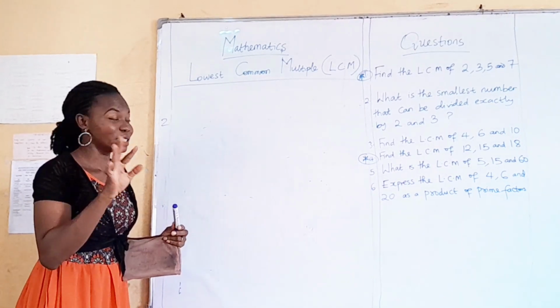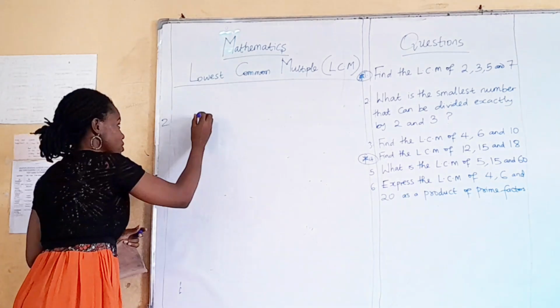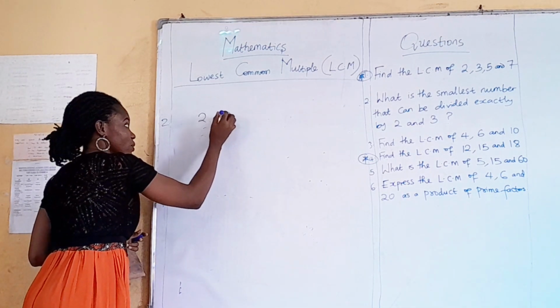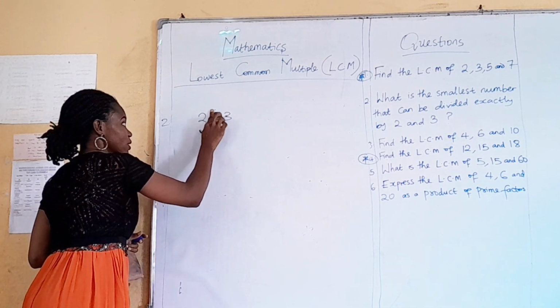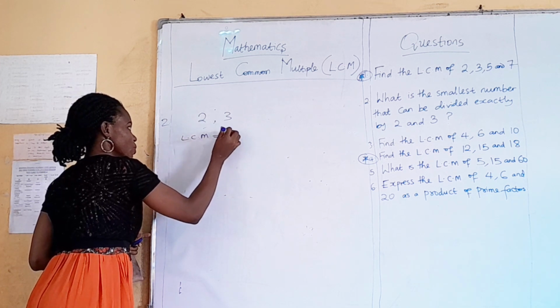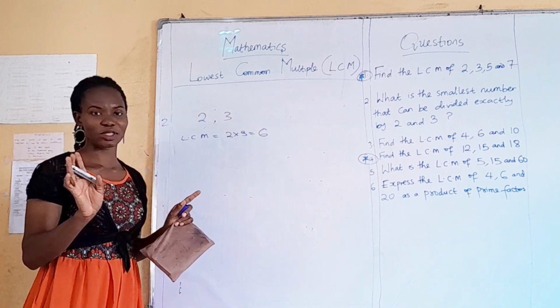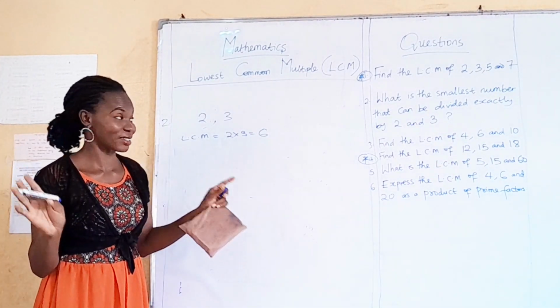Like I taught you in the hint, in the shortcut, I said 2 and 3, they don't have anything in common, right? So since they don't have anything in common, their lowest common multiple will be 2 times 3, giving us 6. So 6 is their lowest common multiple. Done. As simple as that.